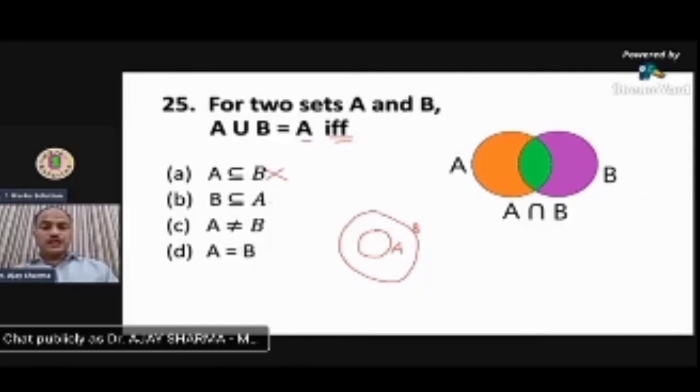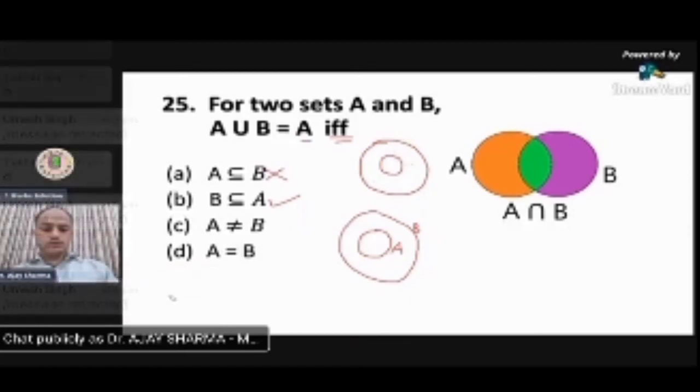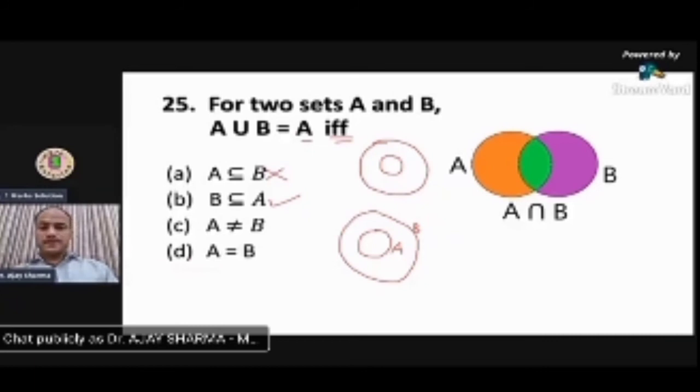Now the reverse of that: if the inside set is B and this is A, then what can be possible? This can be possible. Why? Because the outer set is A and it contains set B. Sorry, I wrote the same thing. Let me erase. Yeah, this is set A and the inner portion is set B. So this is the other possibility.